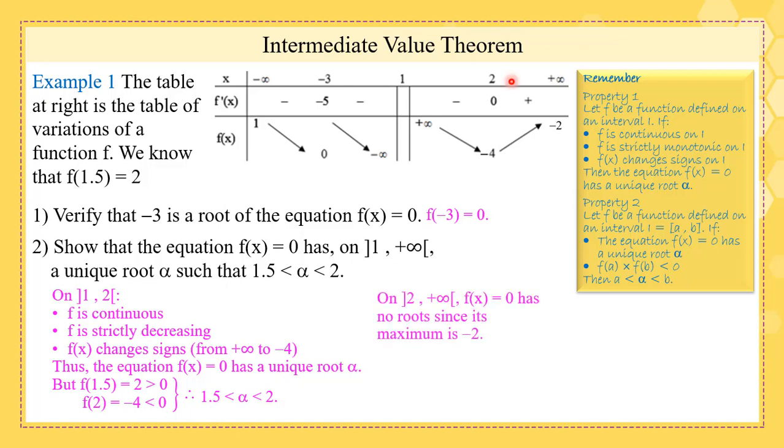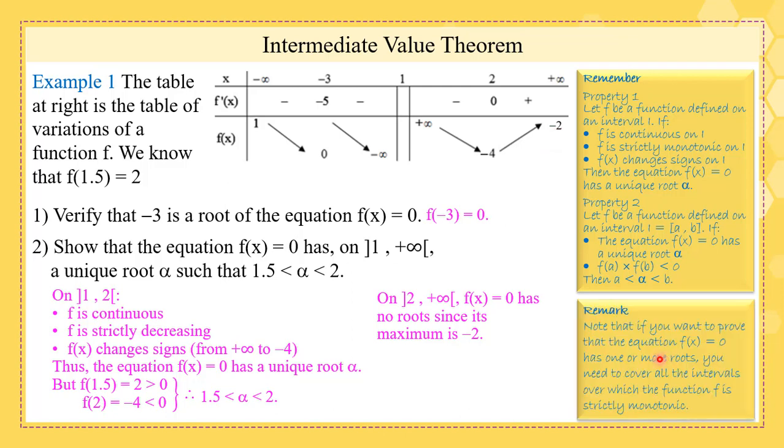Now don't forget to study it on the second restriction, I mean on 2 plus infinity. We can see that on 2 plus infinity, f of x equals 0 has no roots. You see here, it has no roots. F of x can never be 0 because its maximum is about -2. Note that if you want to prove that the equation f of x equals 0 has one or more roots, you need to cover all the intervals over which the function is strictly monotonic.